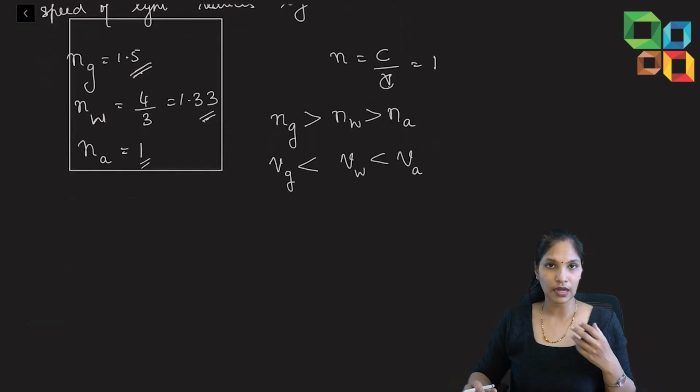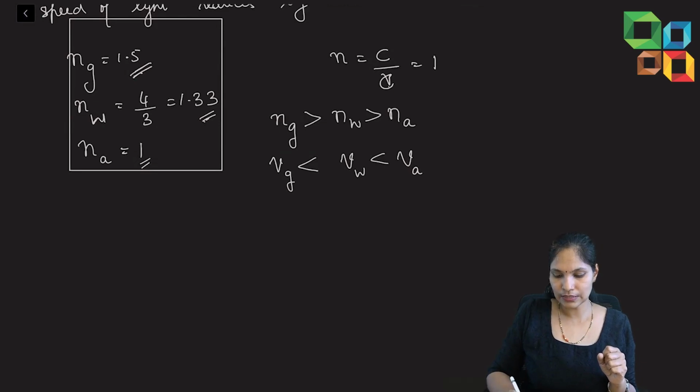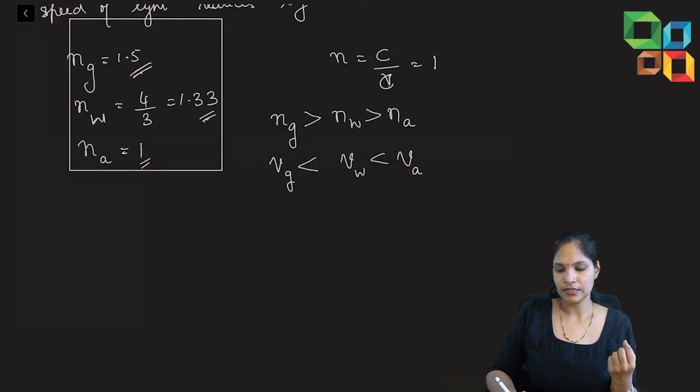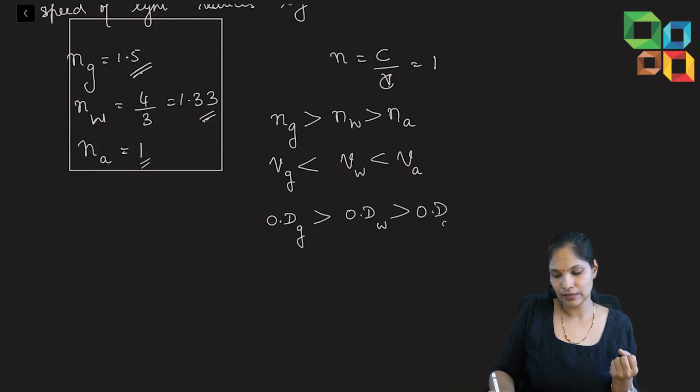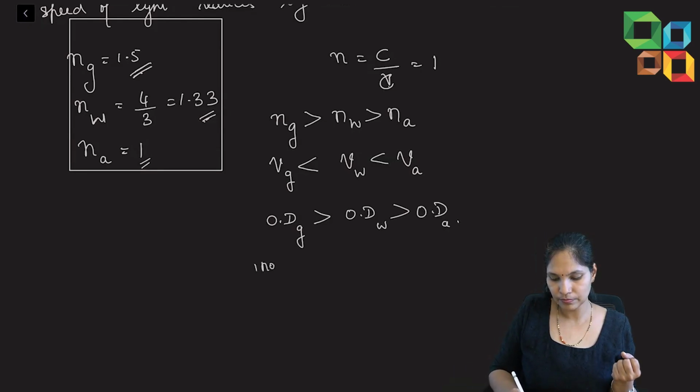So what does this tell you about the nature of the medium in terms of denser or rarer? Since the speed in glass is very less, don't I feel that it's more dense, thick population, densely populated? Yes. So since the speed is less, I can say that this is optically denser. Optical density is highest in glass, next in water, and least in air. That means glass is more dense, water is medium, and air is less dense.